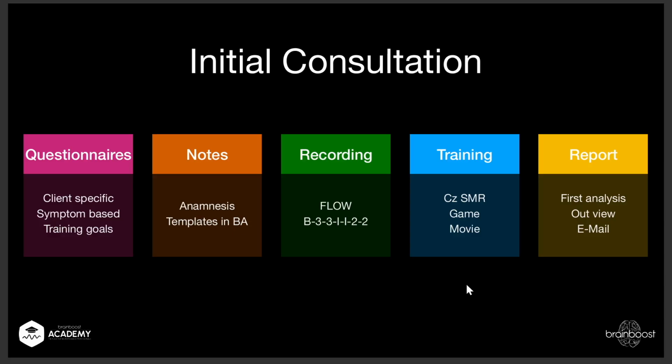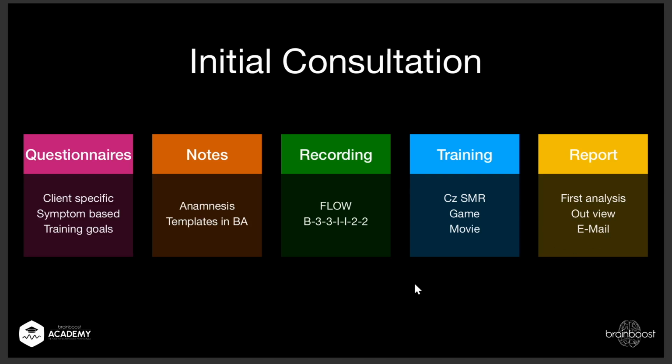First of all, our initial consultations. I talked about this in prior webinars already. Our initial consultations usually work the following way. We work with some questionnaires. They can be client-specific, symptom-based. We can talk about training goals. We take notes about anamnesis: why are you here, what are your training goals? We can use templates for that. And then, of course, there's a big recording using flows and then generating nice reports. We can do training right away after the recording to show the client how neurofeedback works. And then we sometimes give a first analysis, an outlook, and write an email.